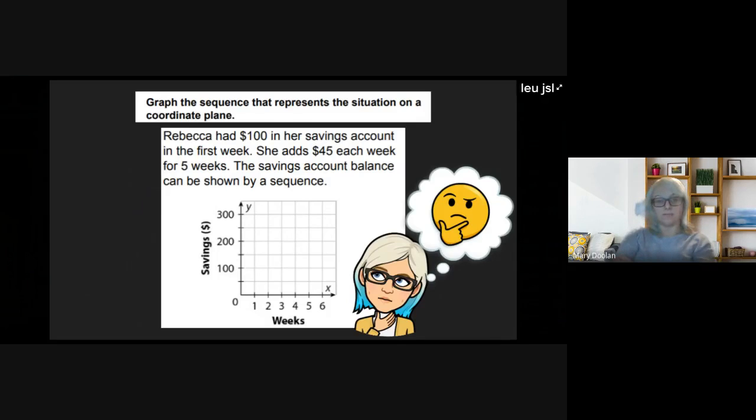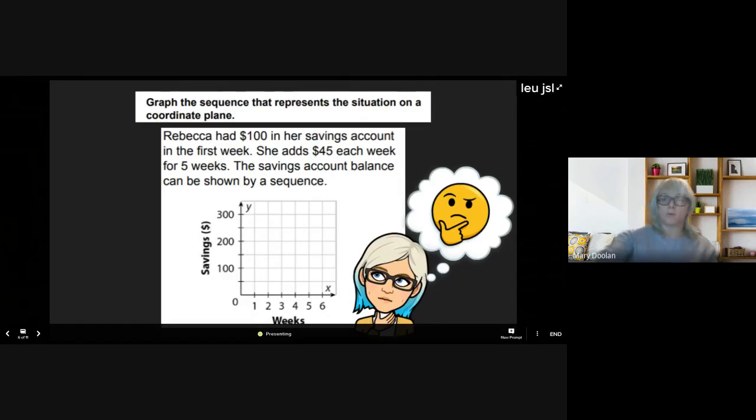The savings account balance can be shown by a sequence. So this is another similarity between functions. We can represent this as a function, or we can even represent it as a sequence. They're similar like that. And so our y-axis here, we have our savings, all right? And so we start down here at the origin 0, and then each little tick mark, this is 50, and then we go to 100, 150, 200, 250, $300.